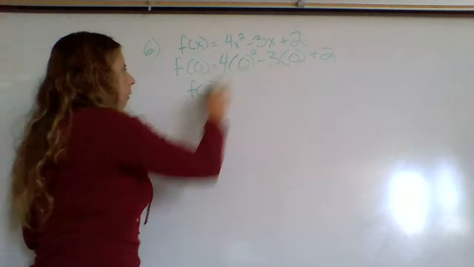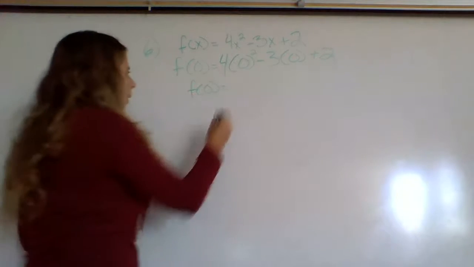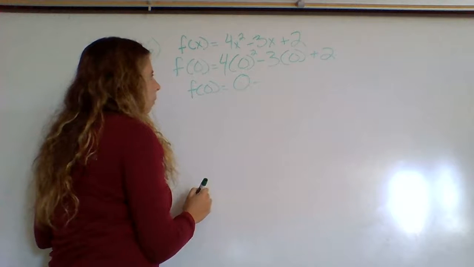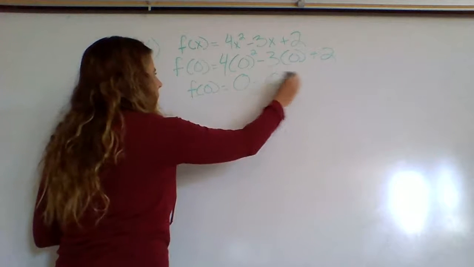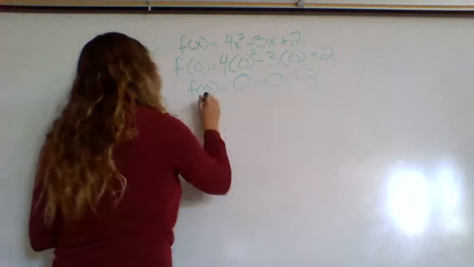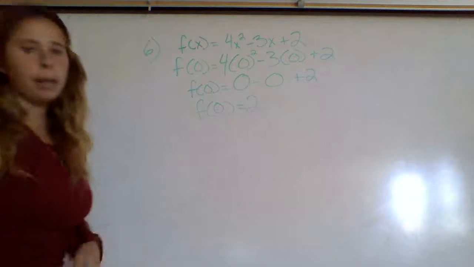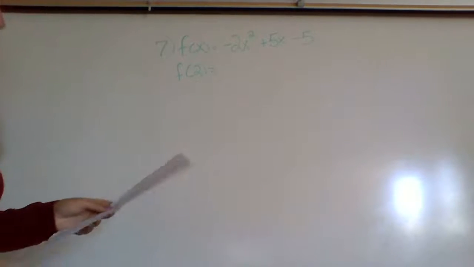Zero squared is just 0. So you have 4 times 0, which is 0, minus 3 times 0, which is 0, and then plus 2. So f of 0 equals 2. Done! Nailed it. All right, this is number 7.